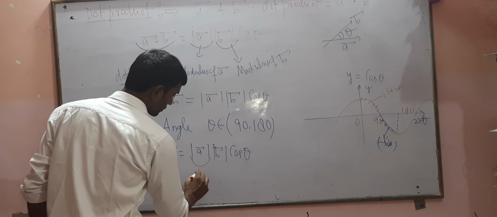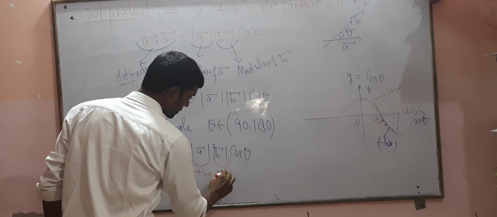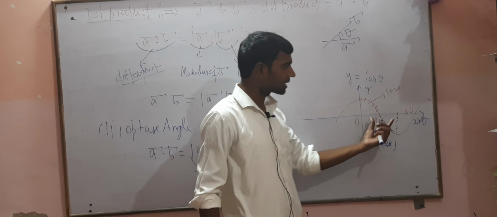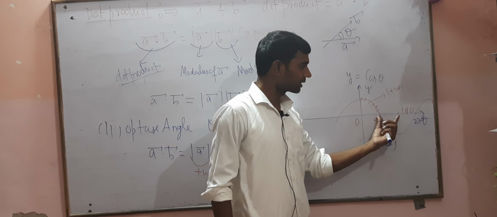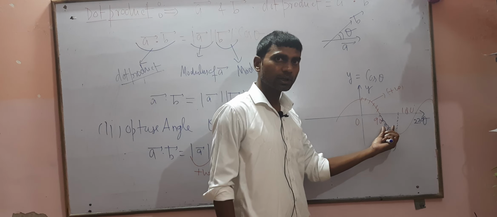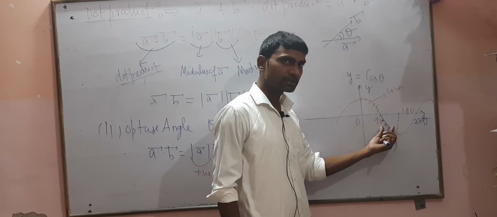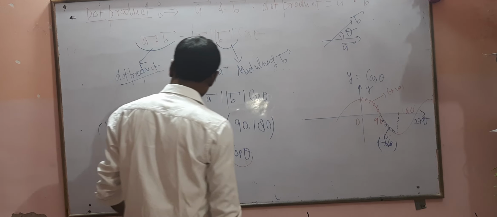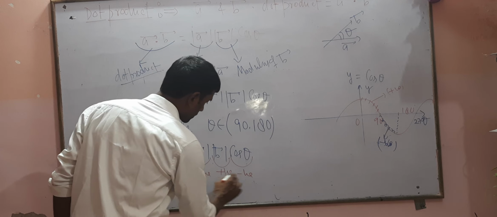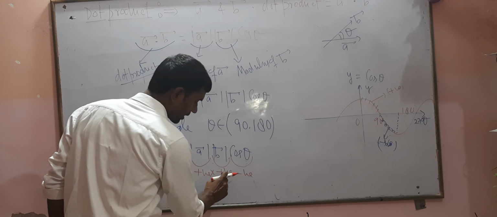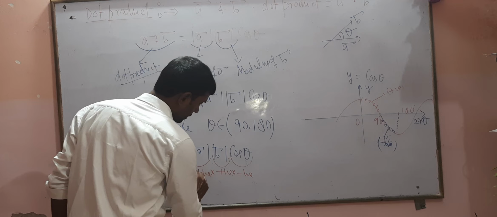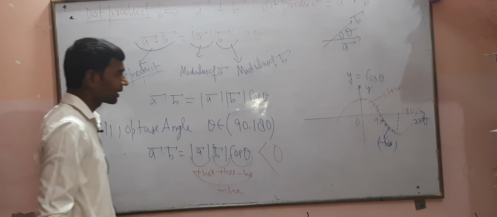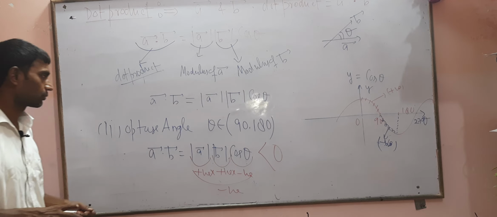Mod of A and mod of B are positive. And cos theta is what? Where theta lies between 90 to 180 degrees, the graph will be below the theta axis, which means y is negative. Y negative means cos theta is negative. So for an obtuse angle, cos theta will be negative. So positive times positive times negative, the whole is negative, which implies that for an obtuse angle A dot B must be a negative quantity. Okay.